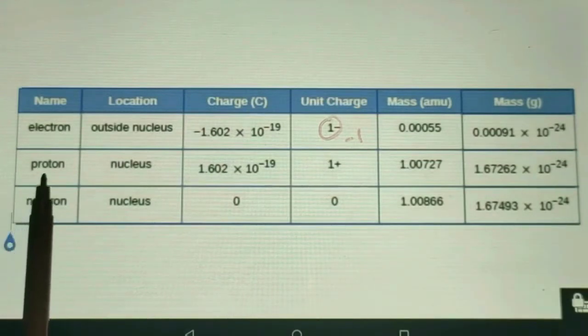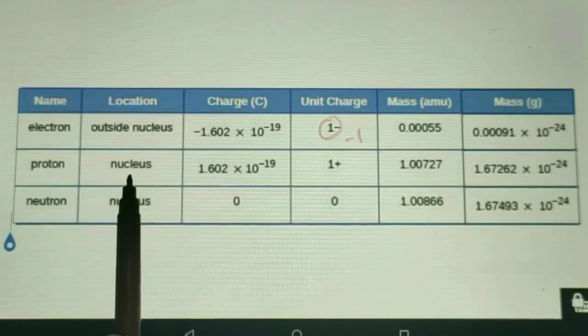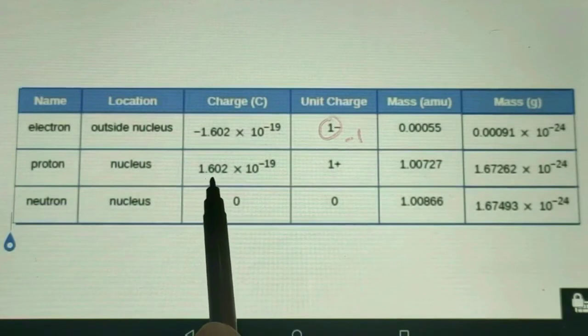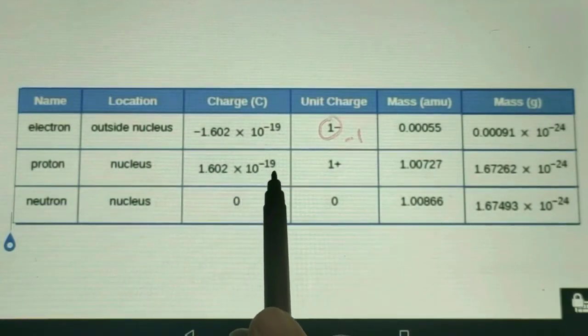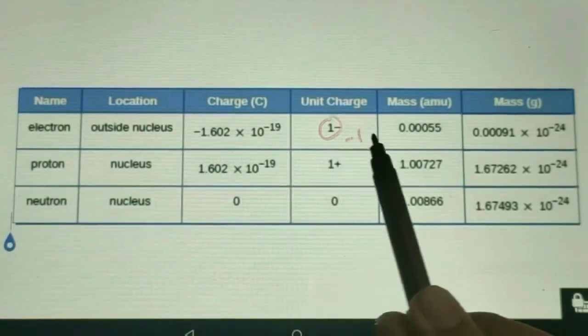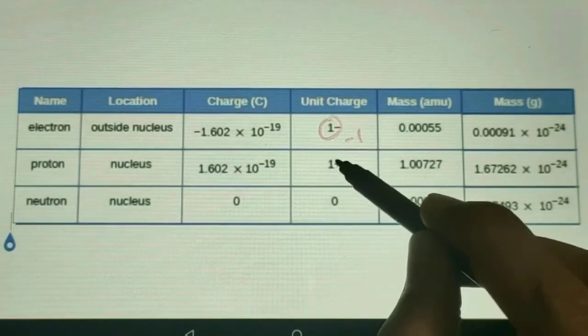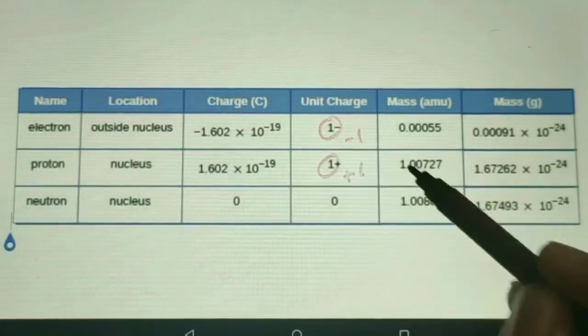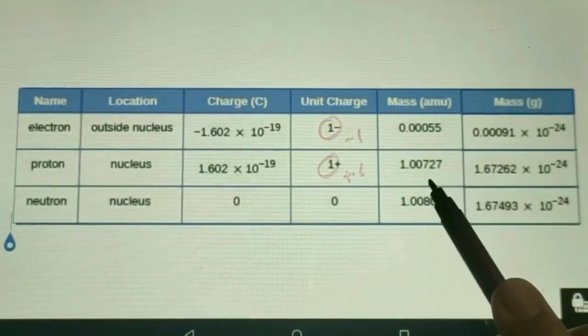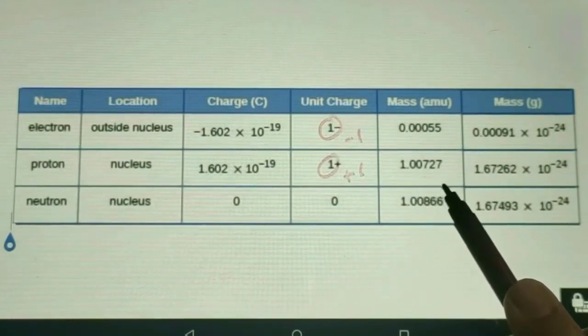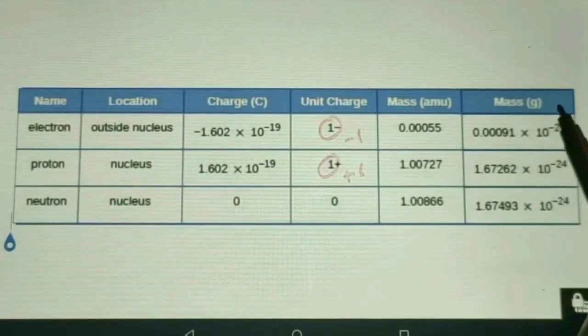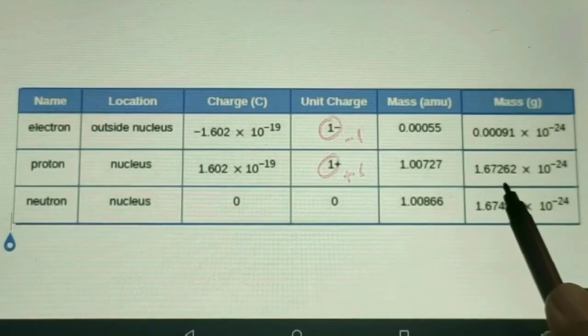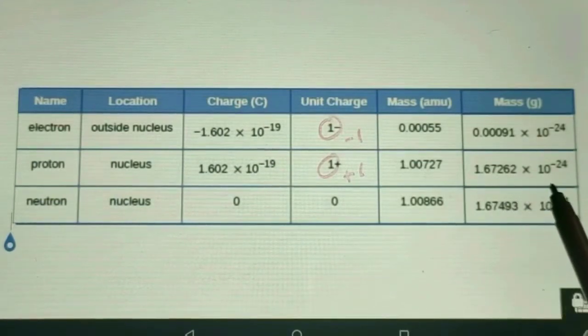The second is proton, having location in nucleus. Its charge is 1.602 into 10 to the power minus 19 coulomb. The unit charge is plus 1. And the mass in AMU is 1.00727. The mass in gram is 1.67262 into 10 to the power minus 24.